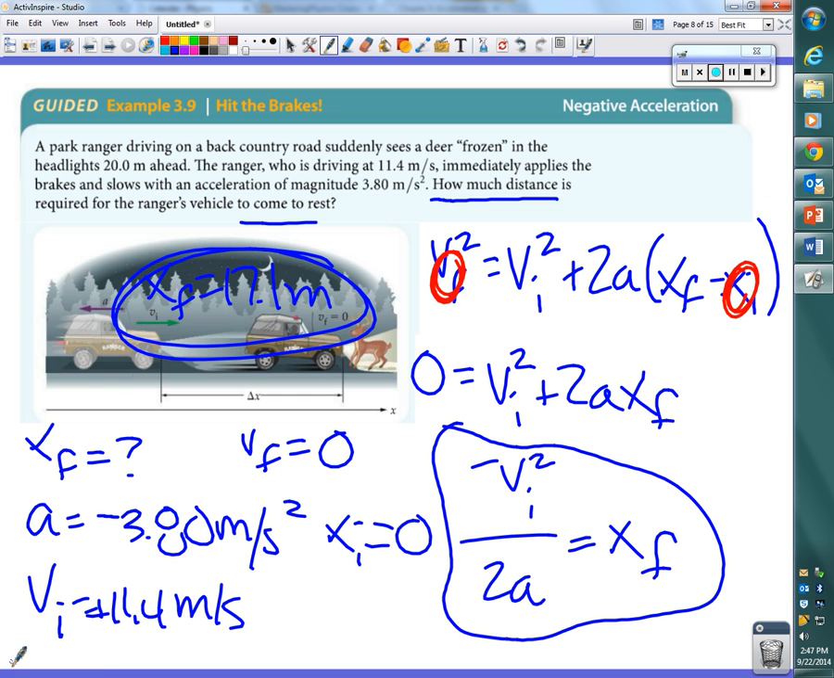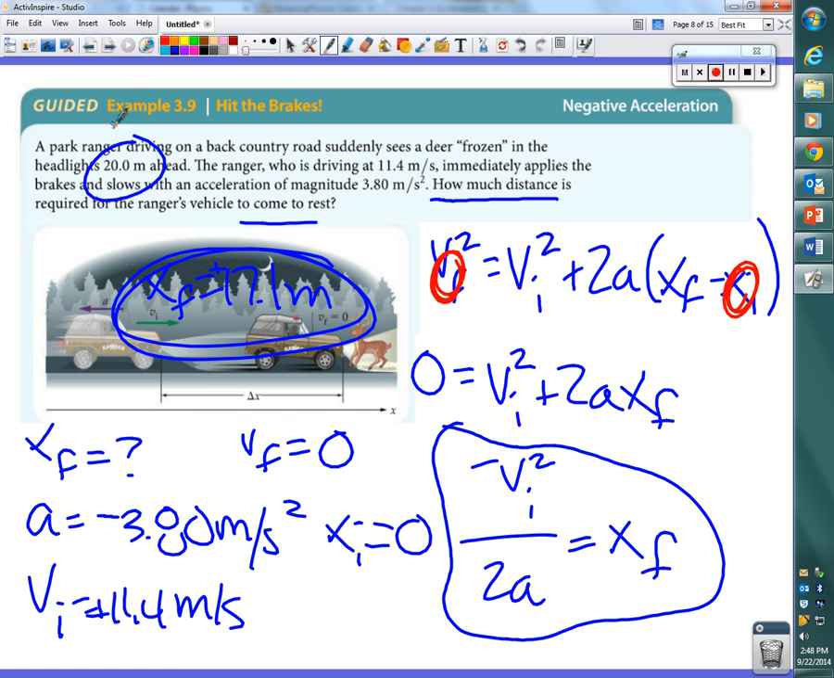And this would come out to be positive, right? Even though we have a negative acceleration, because when we brought VI from this side of the equation to that side of the equation, we had to subtract it from both sides. So we end up with negative divided by a negative, and it turned out to be positive. So, good news or bad news for the deer? Good news, right? It only takes the Ranger's vehicle 17.1 meters to stop, but that deer is 20 meters ahead. So, he's good.